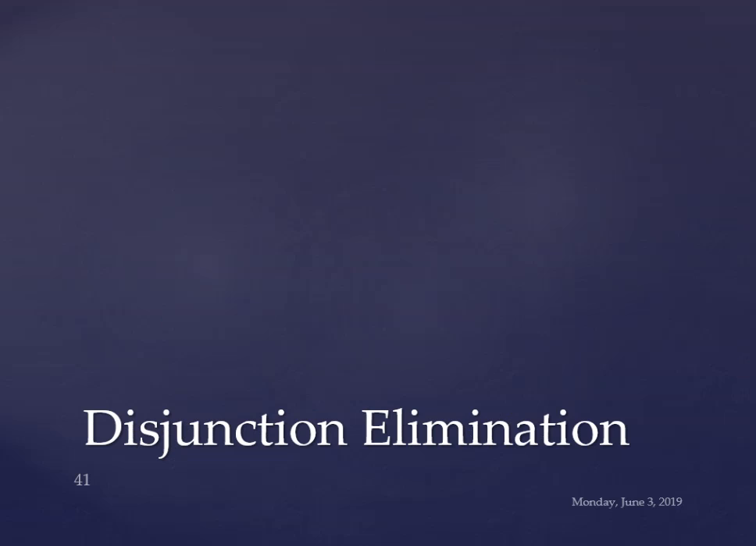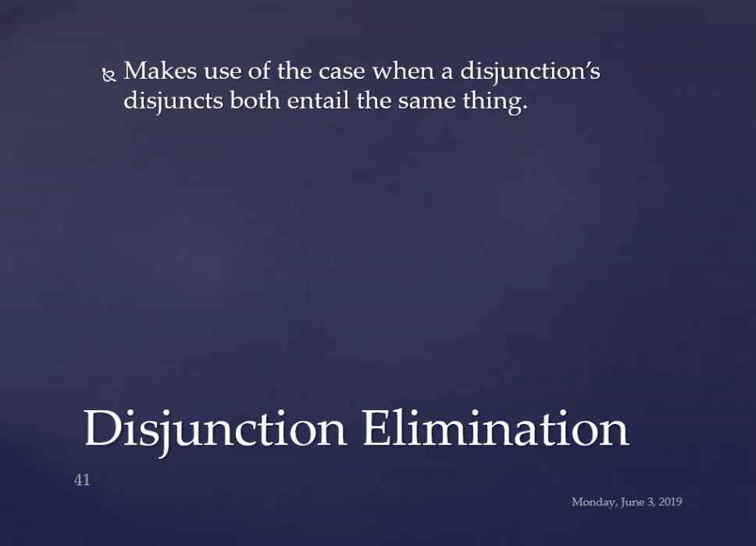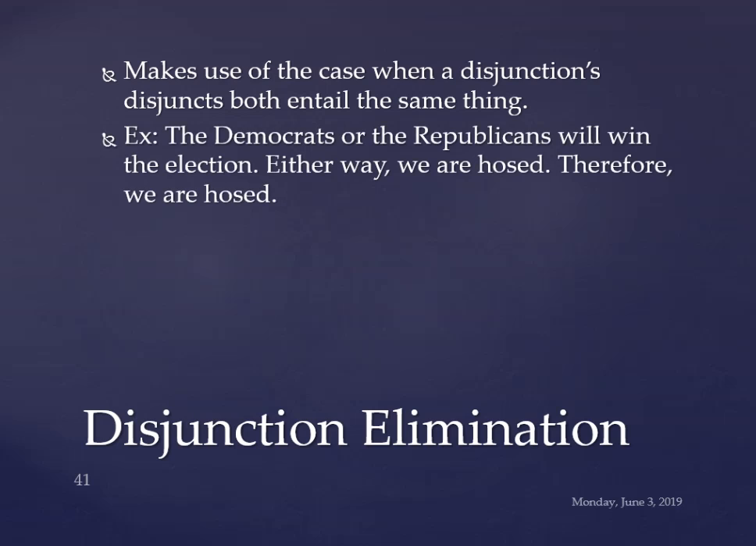All right, let's talk about disjunction elimination. This makes use of the idea that when a disjunction's disjuncts, so both sides of the disjunction, both entail the same thing, well then you can write down whatever it is that they entail. Let me give you an example. The Democrats or the Republicans will win the next election. Either way, we're hosed. Or either way, we won't be represented. Maybe that's a less mean way of putting it.